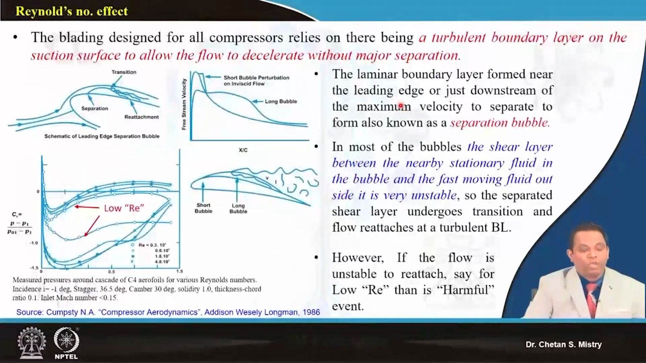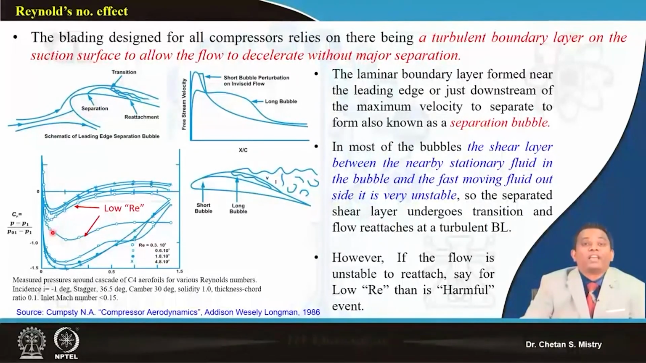Now, as we have discussed, Reynolds number correlates our viscous effect and inertial effect. Here, this represents the CP distribution for a C4 aerofoil under different entry Reynolds numbers. The Reynolds number in engines is in the range of 10 to the power 5 to 10 to the power 6. If you look here, when we have a lower Reynolds number, it has a direct impact on the CP distribution.